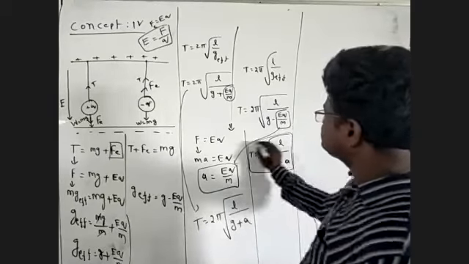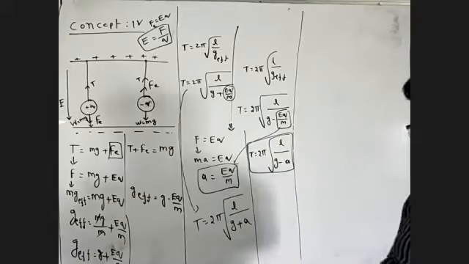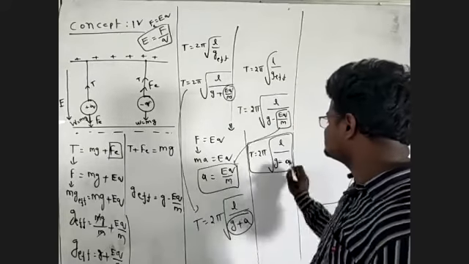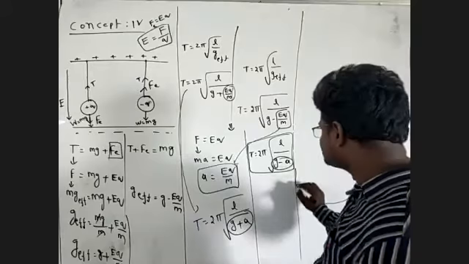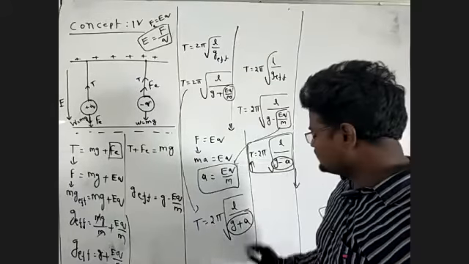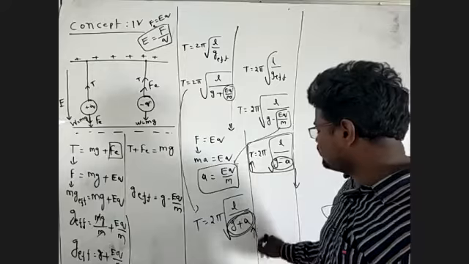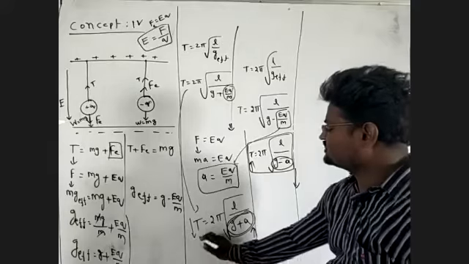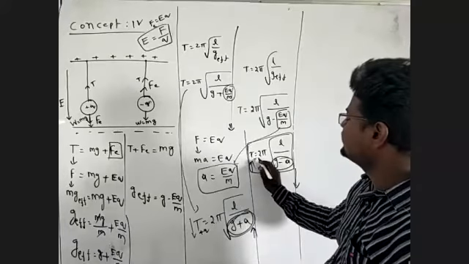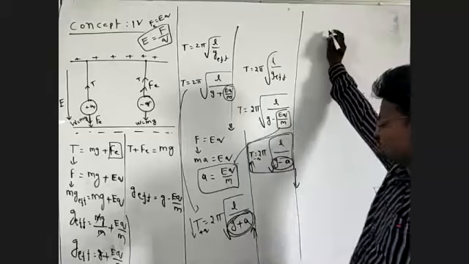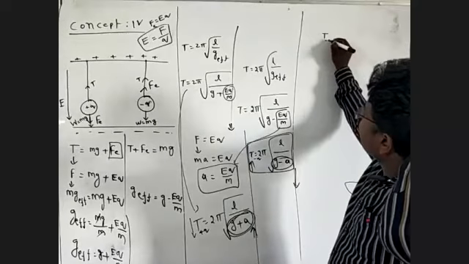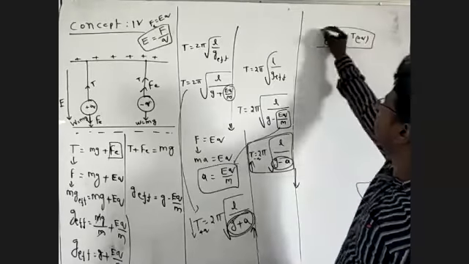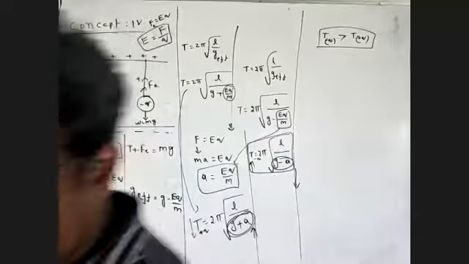This is the time period of oscillation, the time period of a simple pendulum. This is g plus a, this is g minus a. When g minus a is a lesser value, the time period is more. And when g plus a is a greater value, the time period is less. For the positive charge, the time period is less; for the negative charge, the time period is more. So T negative is more than T positive oscillation. That is your answer.